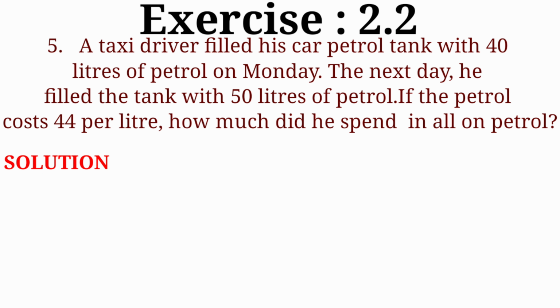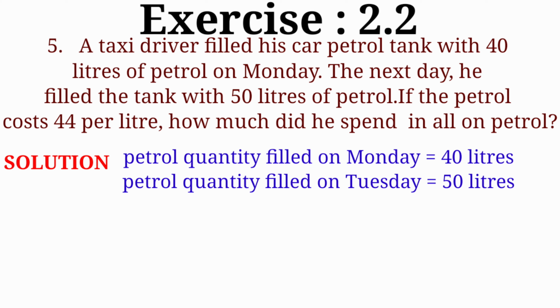See students, it is asking how much total cost he spent on the petrol. As you can see, he put a total of 90 liters of petrol in his car, and the cost of 1 liter of petrol is 44. So what will be the cost for 90 liters of petrol? Yes, we'll do the multiplication, because 1 liter is given and it is asking about more liters. So whenever one term is given and more is asked, we always have to do multiplication. So the solution will start.